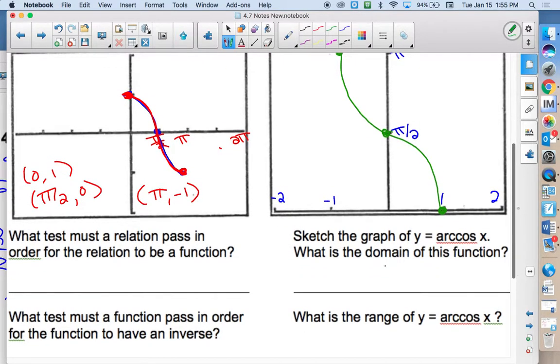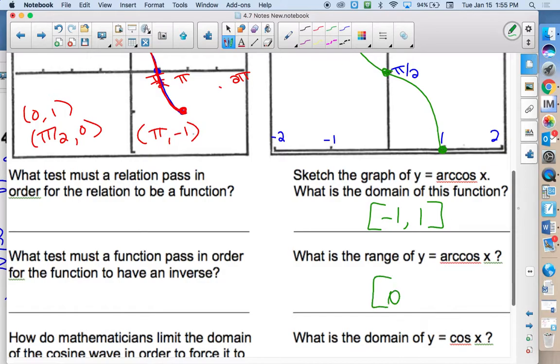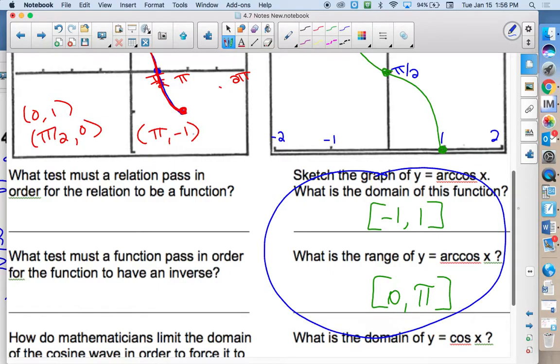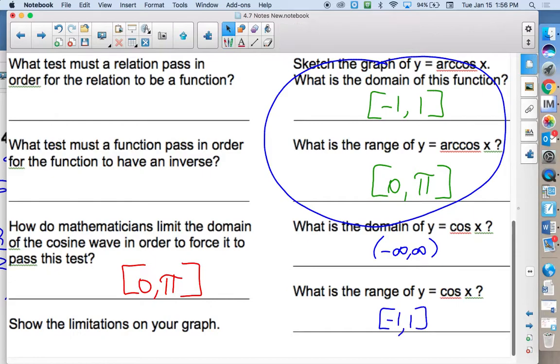So the domain of this graph is still -1 to 1, because the range of cosine is -1 to 1. The range of the inverse is now from 0 to pi. That's the restriction that we made, from 0 to pi. These 2 pieces of information are a little different than sine, because we restricted a different area. And then the cosine regular domain, -infinity to infinity. The regular range for cosine, -1 to 1.